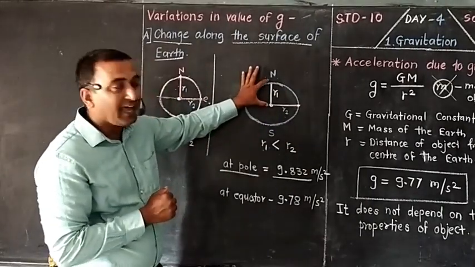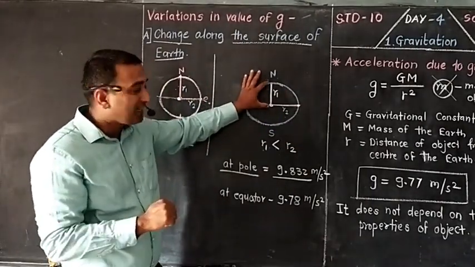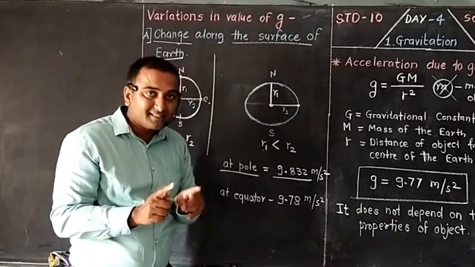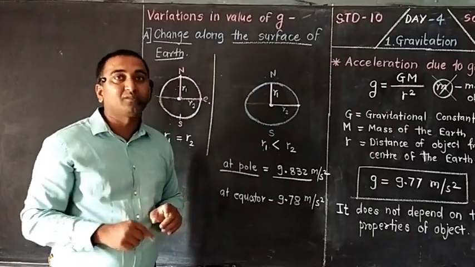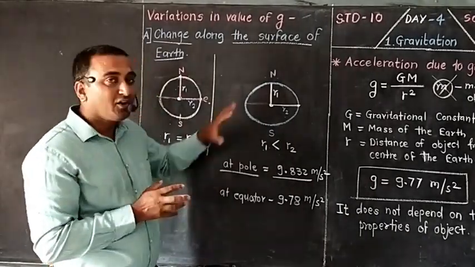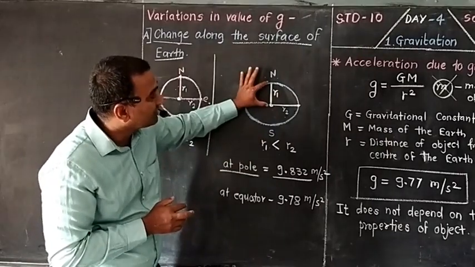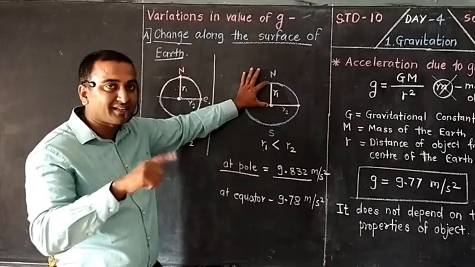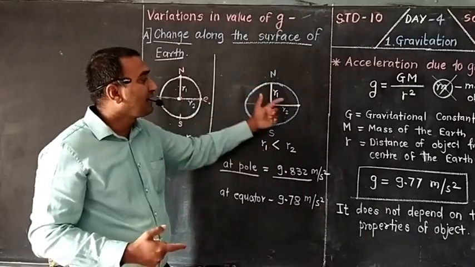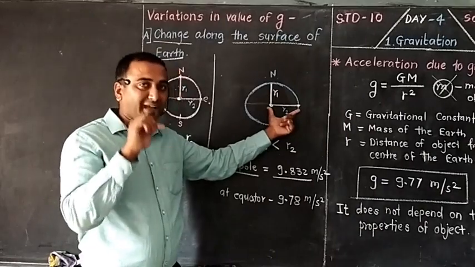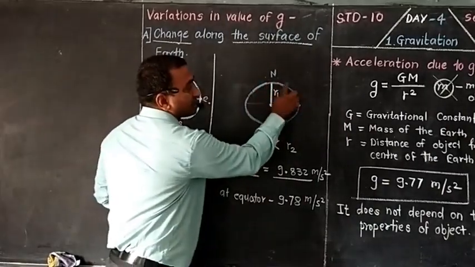So radius at the pole is less and radius along the equator is greater. Less the distance, more the acceleration. More the distance, less the acceleration. According to this, where we have less distance or less radius, acceleration is definitely more, and here, with the longest radius, we have the smallest acceleration along the surface of Earth.